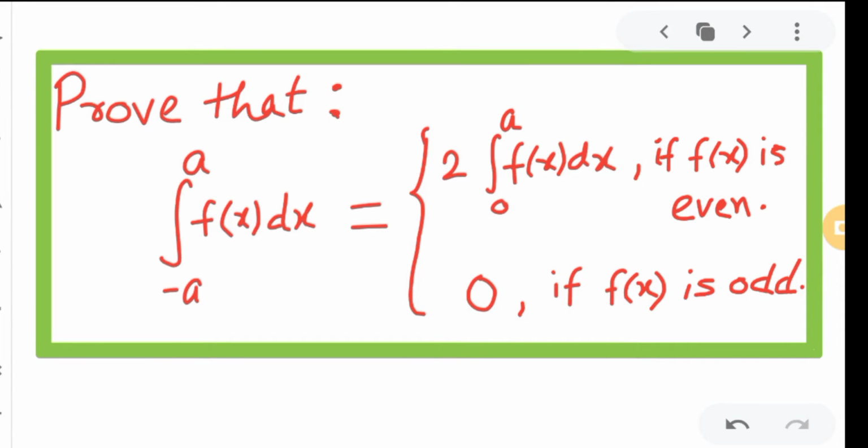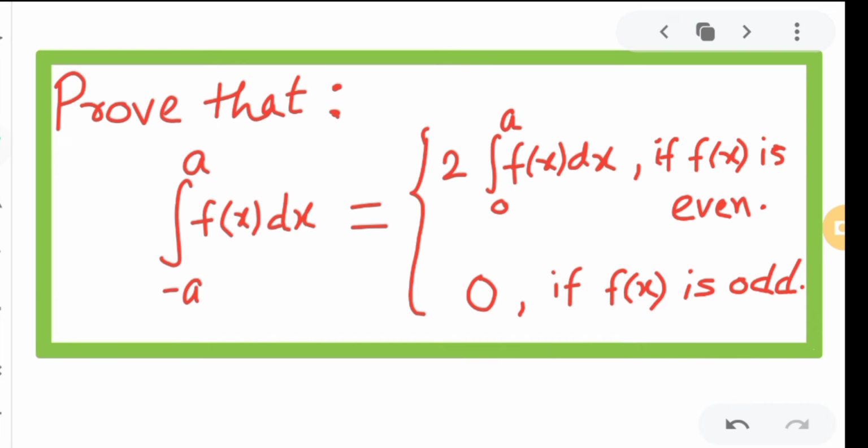Hello students, so in this video we will discuss this question. Prove that the integral of f(x) dx from minus a to a, lower limit is minus a, upper limit is a. We have to prove that if f(x) is even, then this integration will be the same as twice the integral from 0 to a of f(x) dx. And if f(x) is odd, then it will be 0.